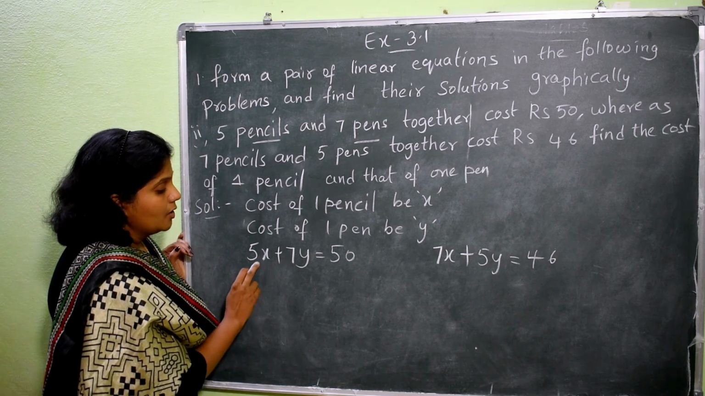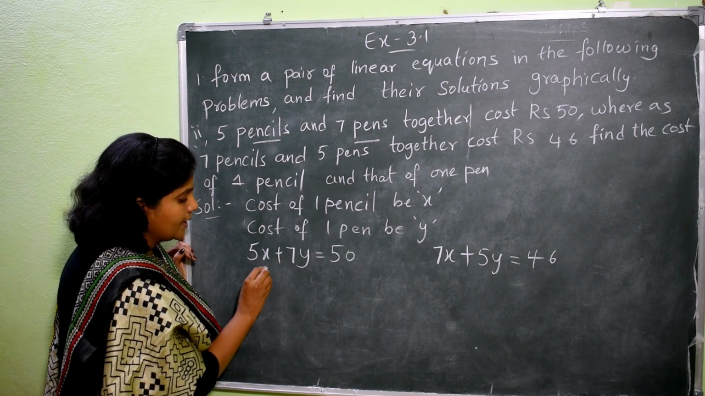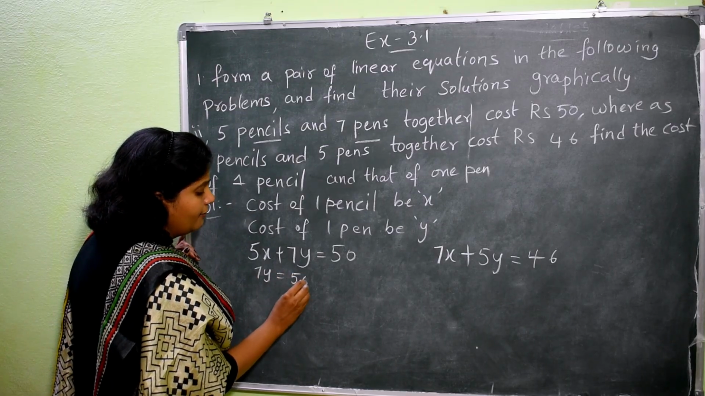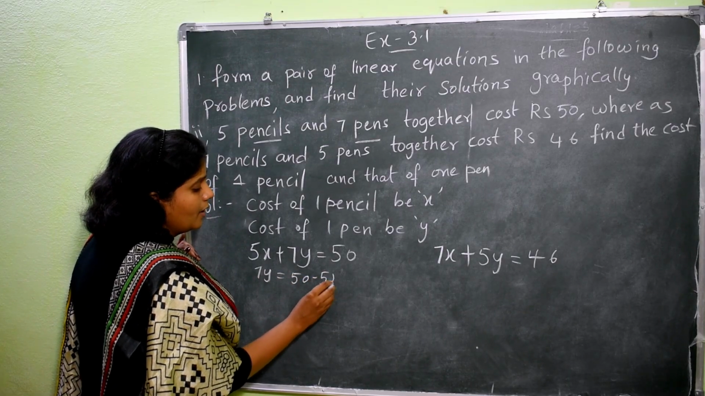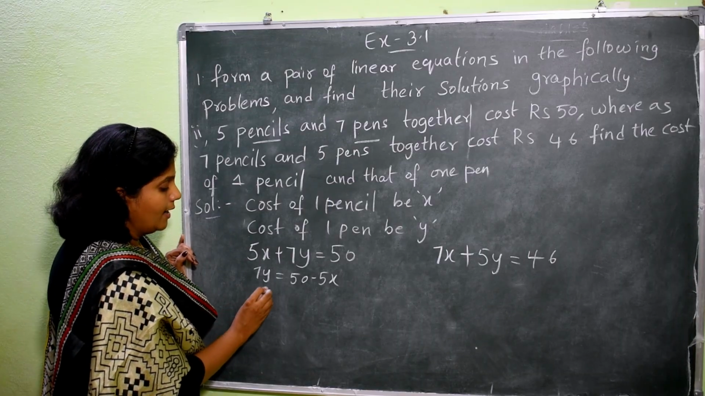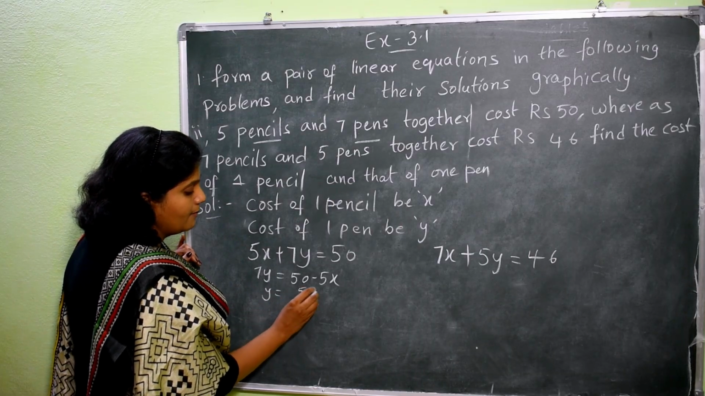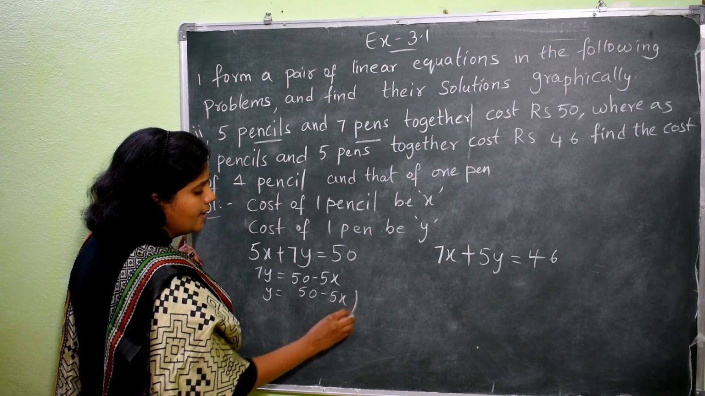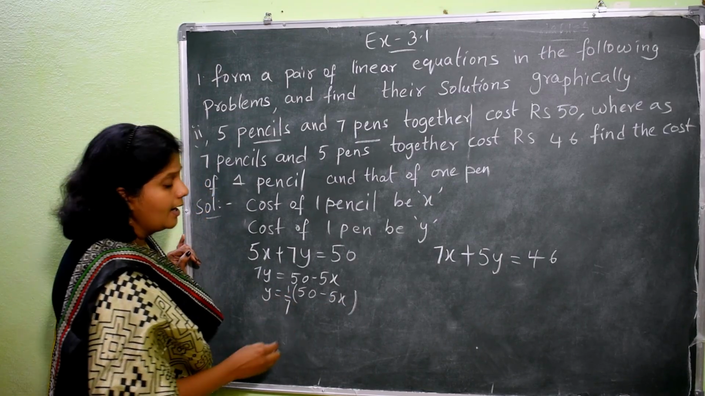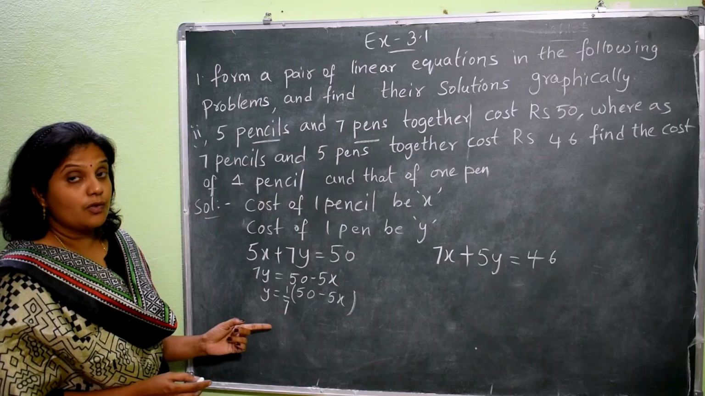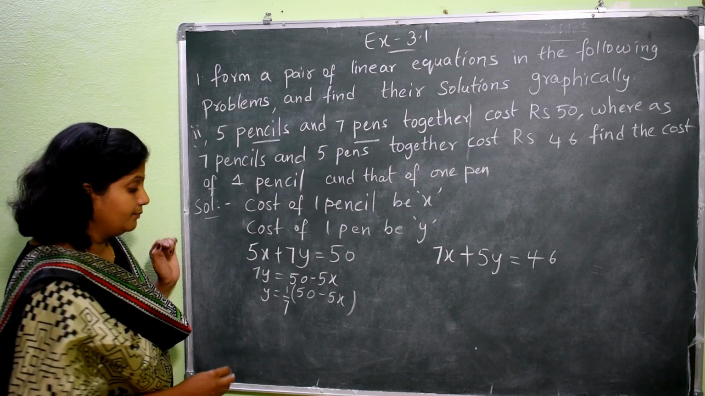So 5x. So it is in the plus form. So when it goes to the other side it will become minus. So 50 minus 5x. So only we want y. So y is equal to 50 minus 5x, into 1 by 7. So observe here, it is in the fractional form. So we should take the tabular form.